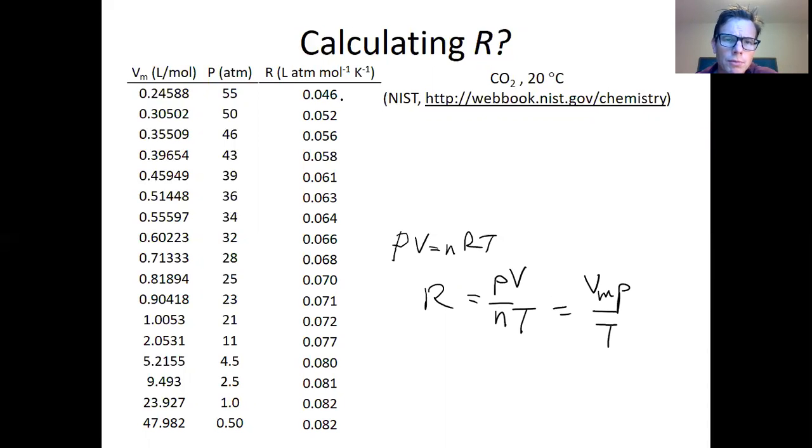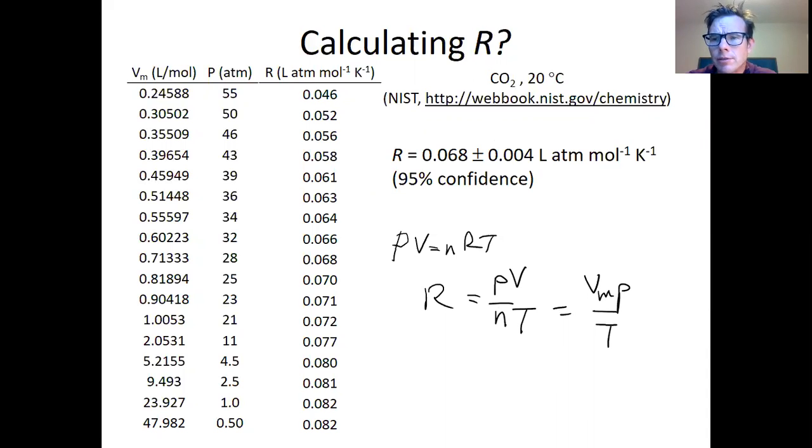Up here at high pressure is 0.05 liter atmosphere per mole K. Down here I get 0.08. You can see that that value varies by quite a bit. And you might have an experience like this with your experimental data. I would expect that the ideal gas constant should be constant. So maybe this is just experimental error. And the way you might handle that would be then to calculate an average, right? I should probably put a line over this, right? This is the average R.